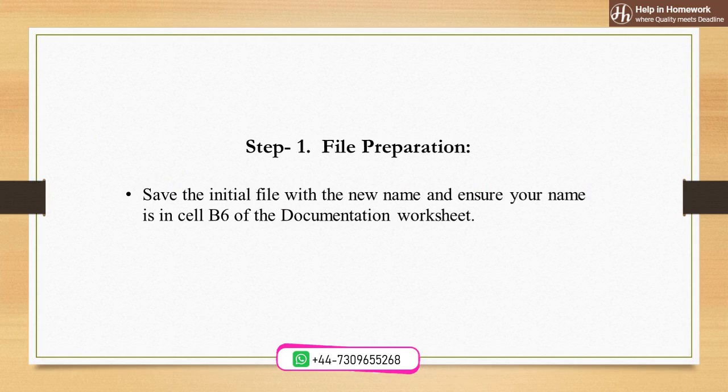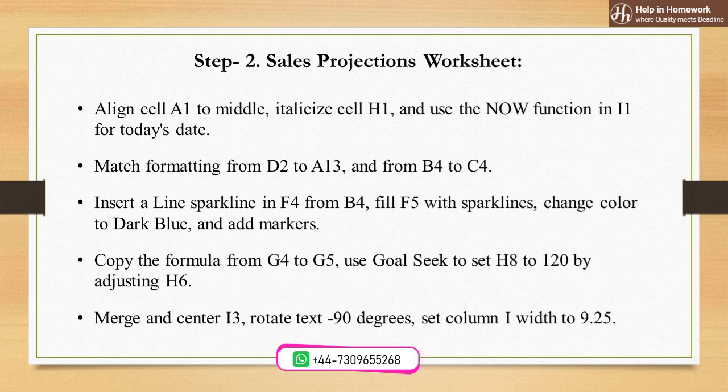Step 1. File preparation. Save the initial file with the new name and ensure your name is in cell B6 of the documentation worksheet. Step 2. Sales projections worksheet. Align cell A1 to middle, italicize cell H1 and use the NOW function in I1 for today's date. Match formatting from D2 to A13 and from B4 to C4.